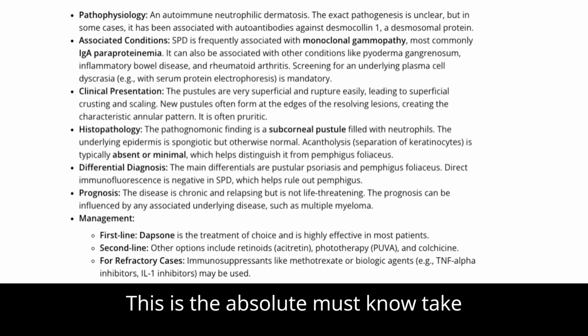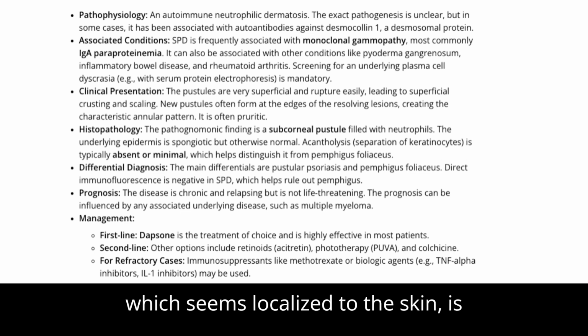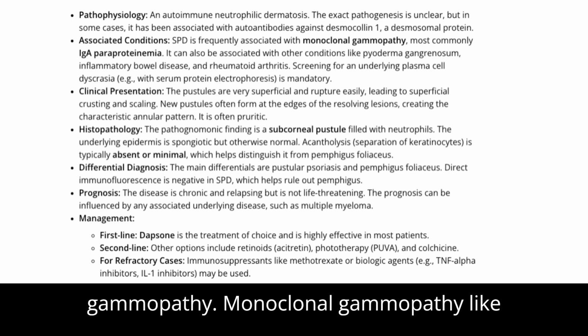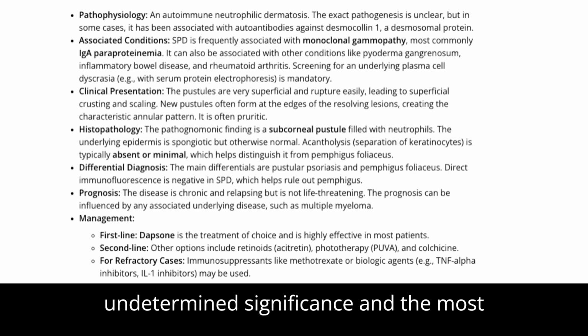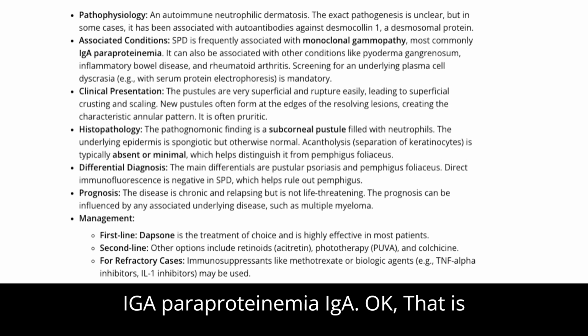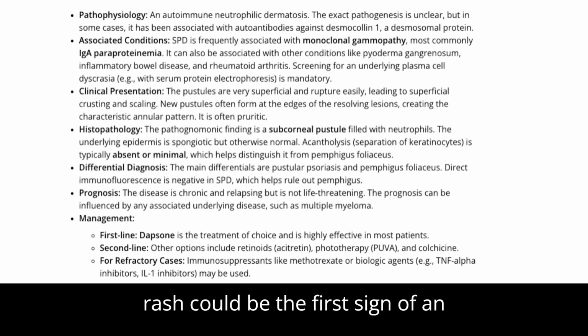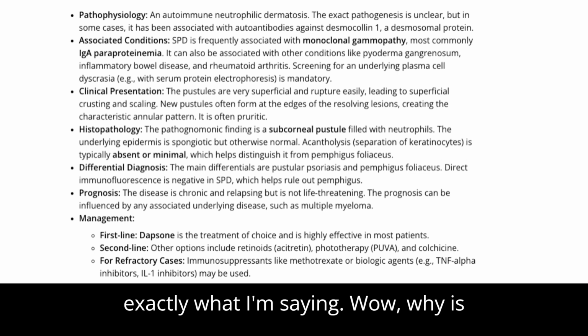Yes, this is the absolute must-know takeaway. The fact is that this rash, which seems localized to the skin, is frequently associated with monoclonal gammopathy. Monoclonal gammopathy, like MGUS. Often, yes. Monoclonal gammopathy of undetermined significance. And the most common type linked to SPD is an IgA paraproteinemia. IgA, okay, that is huge. So you're saying this itchy, chronic rash could be the first sign of an underlying plasma cell disorder. That's exactly what I'm saying.